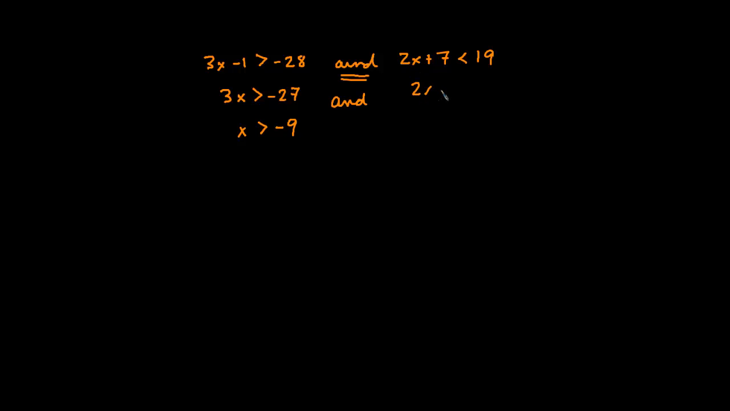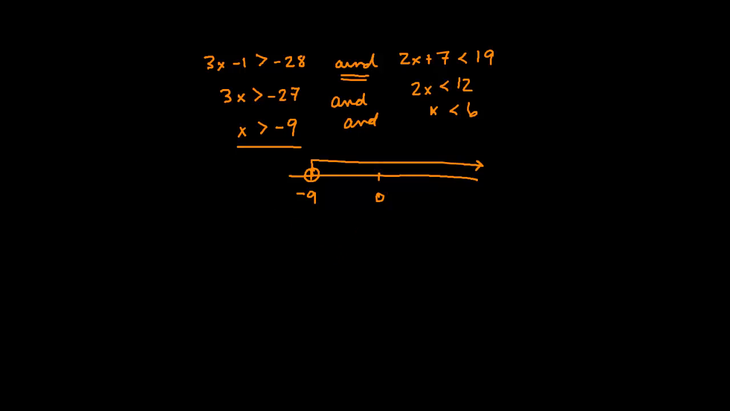I solve this one. I've got 2x less than 12. So x is less than 6. Okay, so there's my solutions. Now let me graph those graphically. So if I graph this, first one here, x is greater than negative 9. So I'll put my 0 on here. Negative 9 would be here, greater than, not included, so it's an open circle. Greater than would be numbers up this way. Then if I graph the other inequality, x is less than 6, 6 would be here, open circle. It's going to go this way.